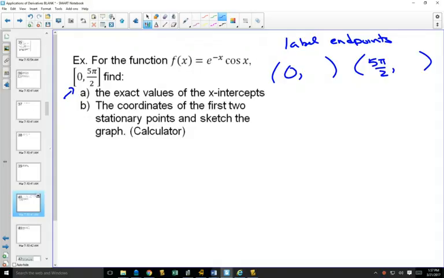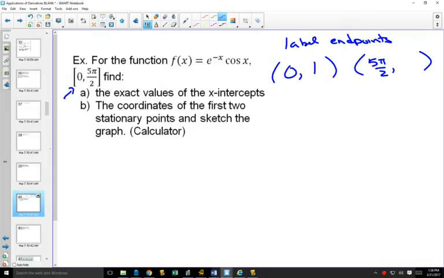So do a little bit of mental math. Plug in 0. What do you get? Plug in 5 pi over 2. What do you get? We're going to get 0, 1, because e to the 0 is 1, and cos of 0 is 1, and 1 times 1 is 1.